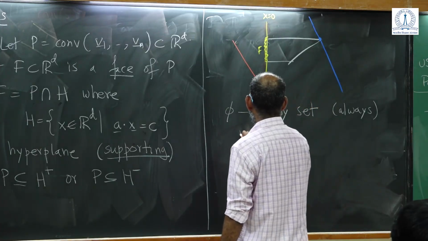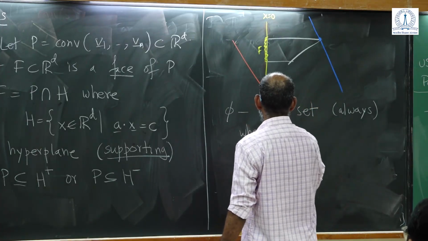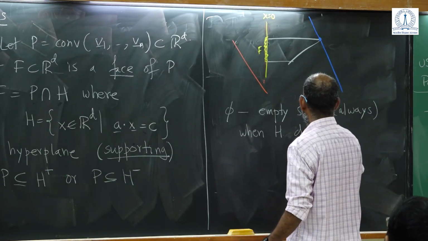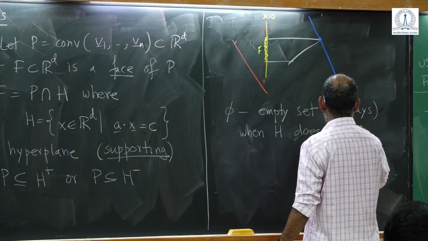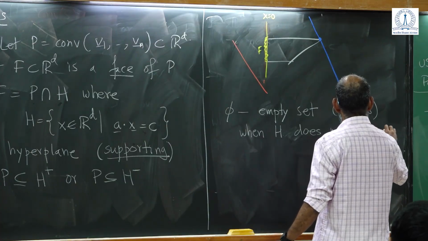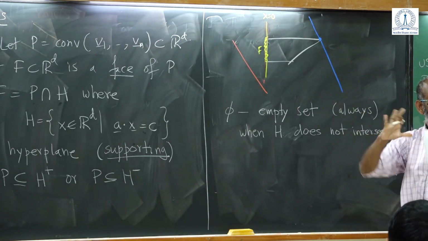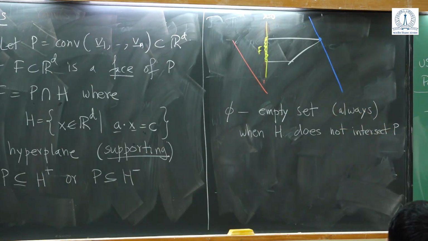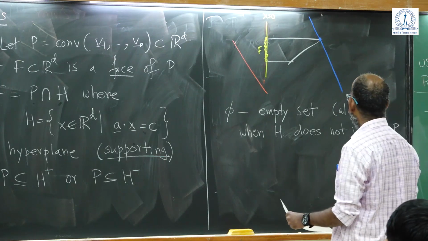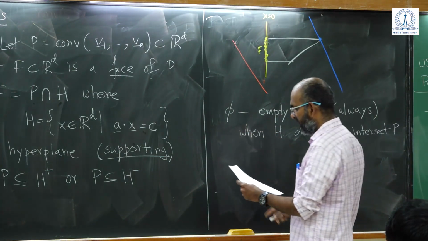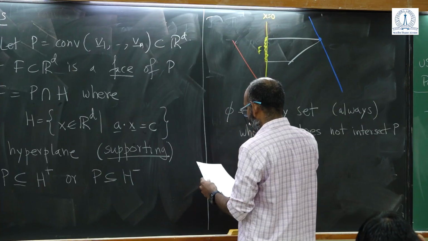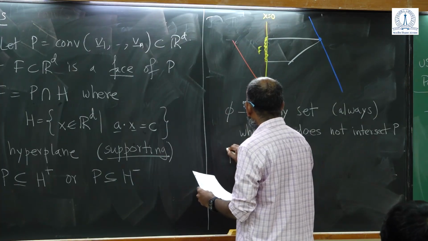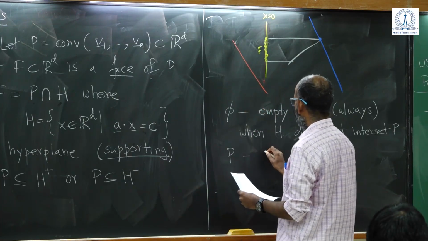We get the empty set when H does not intersect P. Since P is a polytope, it's bounded, so you can always find a hyperplane far enough which does not intersect P, right? So such hyperplanes always exist. So this will always be a face.